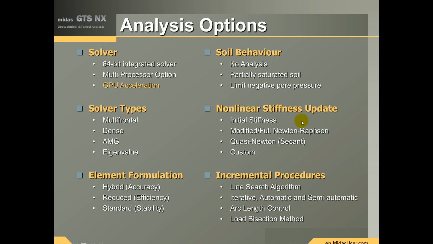So just the nonlinear stiffness update. When Solver performs iterations, you can also choose how the stiffness will be updated at each load step. You can either use the constant stiffness or secant stiffness or tangent stiffness using the Newton-Raphson methods. Along with stiffness update scheme, you can choose incremental procedures such as line search or arc length control to achieve stable convergence. So in short, all the analysis options are there so that you can analyze complex material behavior and load conditions with good numerical accuracy.